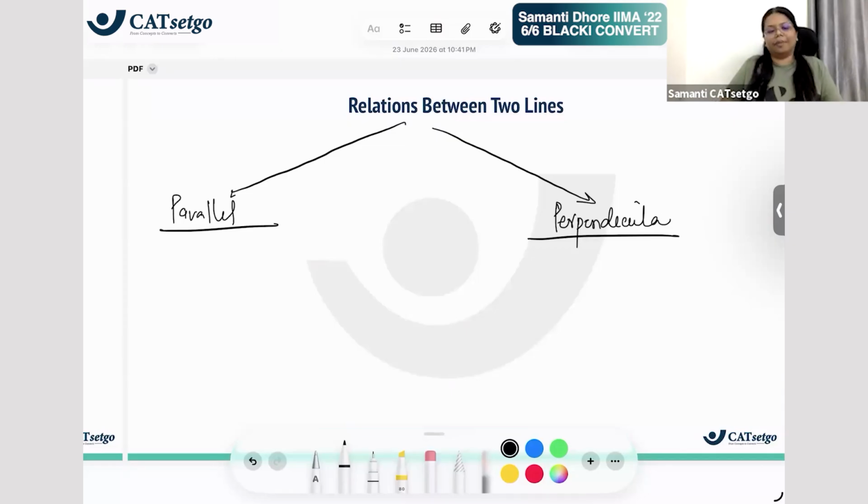Lines can be either parallel or perpendicular. So what is the condition? The condition for the lines to be parallel is that their slopes are the same. Of course, how else will they be parallel? The slopes are the same. Okay, so that is the condition for parallel lines.